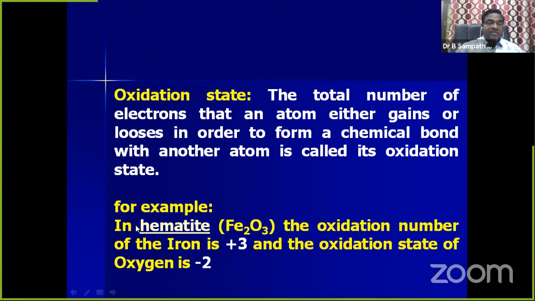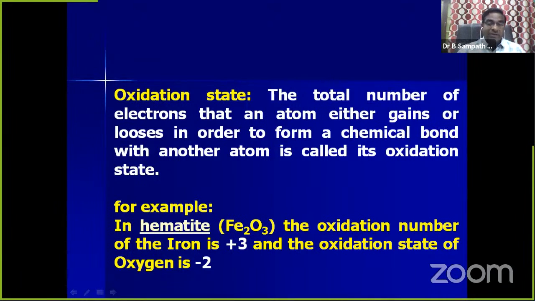So let us say, for example, in hematite Fe2O3, ferric oxide's chemical name, the oxidation number of the iron is +3 because here iron loses 3 electrons, and the oxidation state of oxygen is -2. Means here oxygen gains 2 electrons. Here actually iron, how many irons are there? 2 irons. So 2 irons, each iron loses 3 electrons. How many total electrons? Totally 6 electrons lost by this iron.